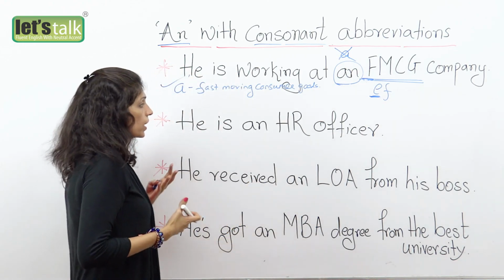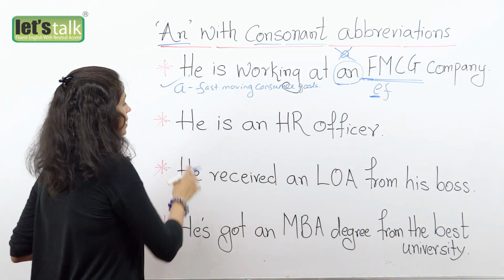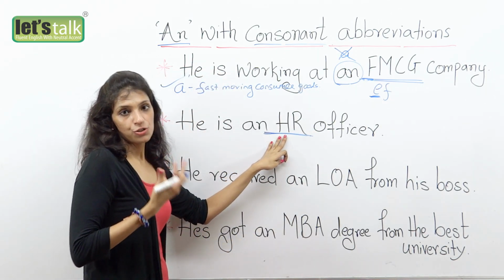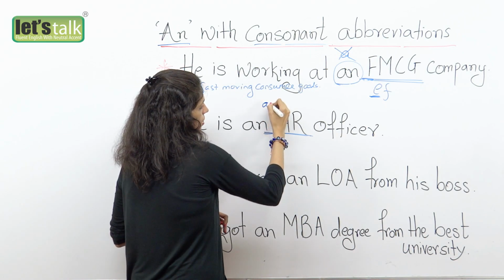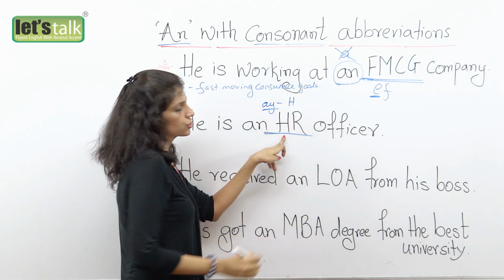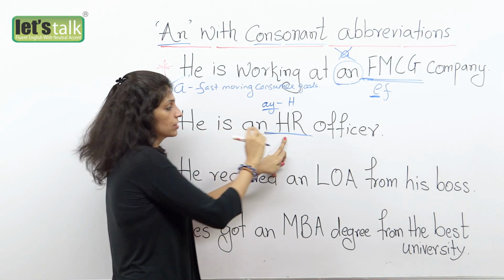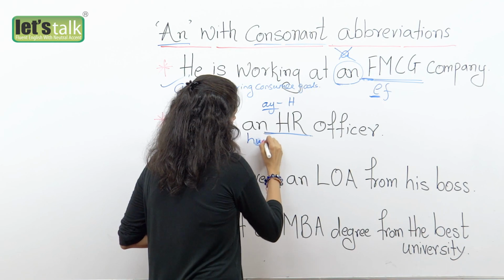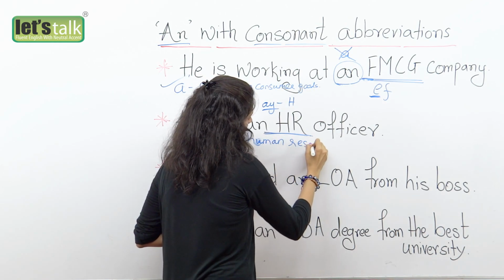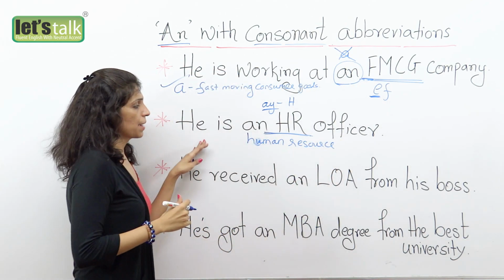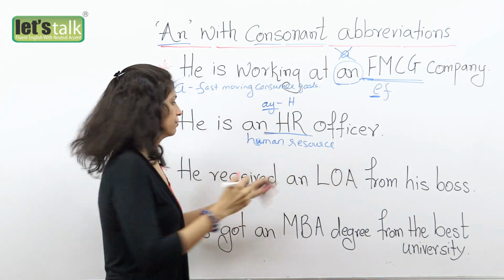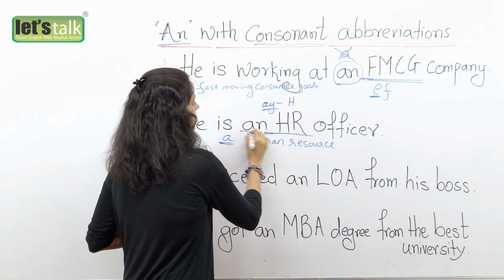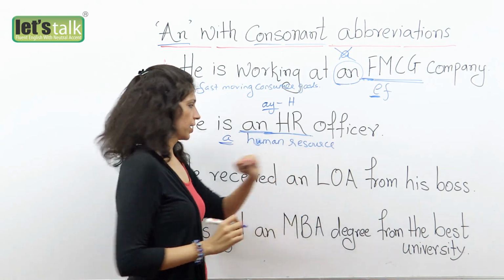The next one, well, I said, okay, great, what are you working as? He said he is an HR officer. He is an HR, again, it's got a vowel sound, though it's a consonant letter. That means human resource. Well, if he says, I'm a human resource officer, fair enough, you use a. But because he used the abbreviated form, you say an.